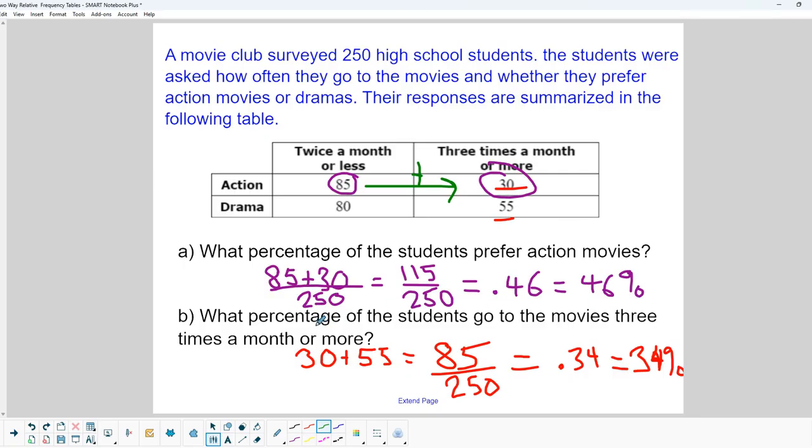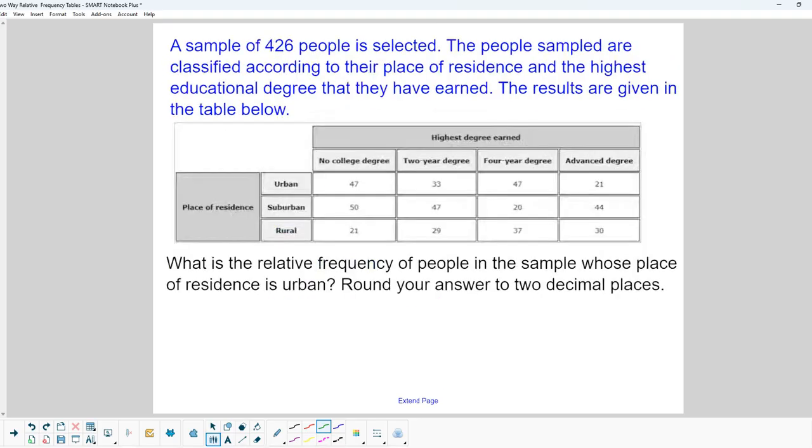And then we ask the question, what percent of the students go to the movies 3 times a month or more? So we add 55 and 30 together, we get 85 out of our total of 250. That gives us 0.34, or 34% of the people go to the movie regularly. All right, on the next one, a sample of 426 people is selected. The people sampled are classified according to their place of residence and the highest educational degree that they have earned. The result is given in this table.